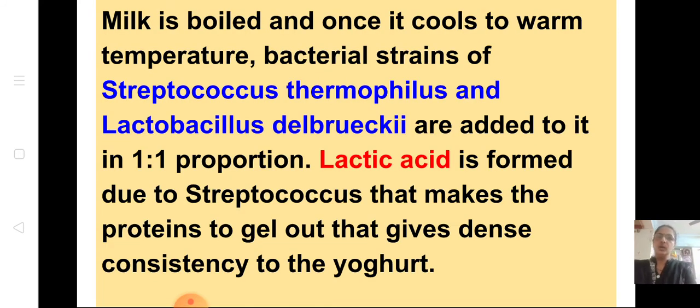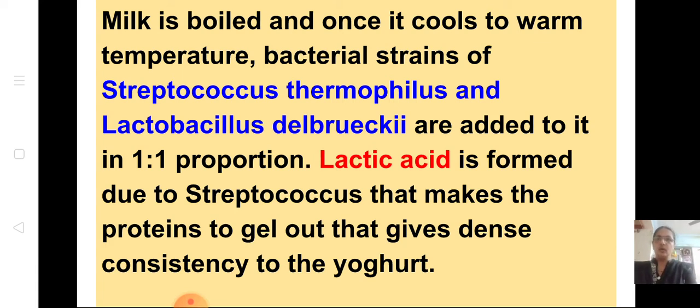Okay, how is yogurt produced? Milk is boiled and at once cooled to a warm temperature. This is for industrial purposes. Bacterial strains of Streptococcus thermophilus and Lactobacillus delbrueckii are added to it in 1:1 proportion. So you have to learn these two names. Streptococcus thermophilus and Lactobacillus delbrueckii are added in which proportion? 1:1.